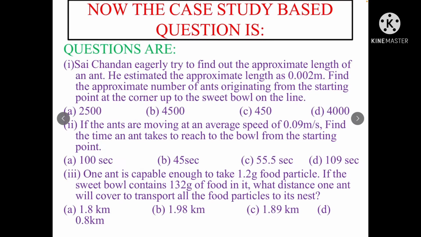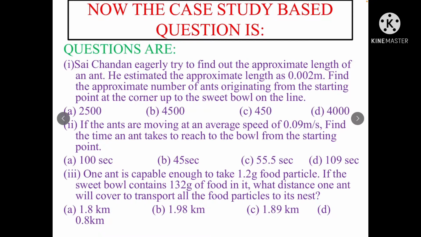Now the questions. The first question is, Sai Chandan eagerly tried to find out the approximate length of an ant. He estimated the approximate length as 0.002 meter. Find the approximate number of ants originating from the starting point at the corner up to the sweet bowl on the line. The options are given to you. Similarly, the second question is, if the ants are moving at an average speed of 0.09 meter per second, find the time an ant takes to reach the bowl from the starting point.